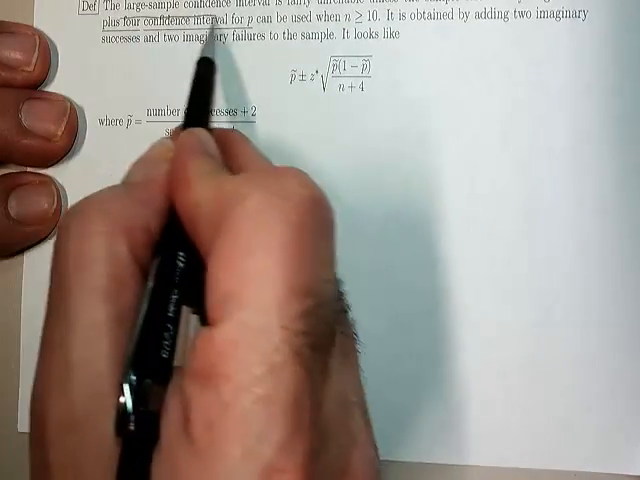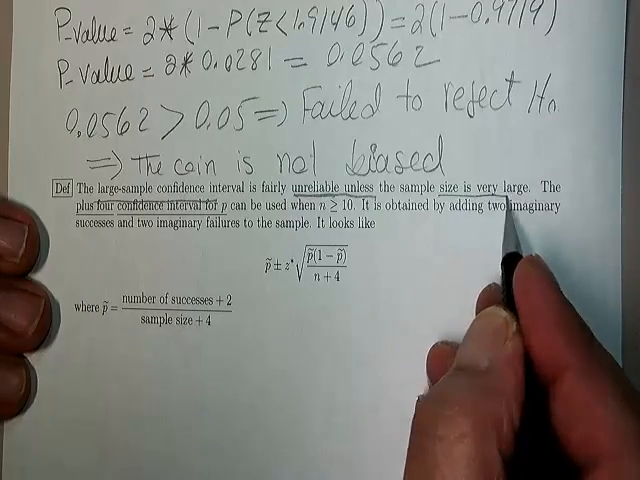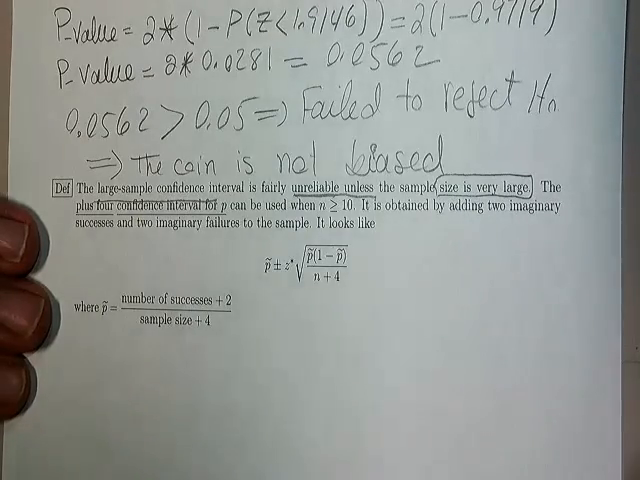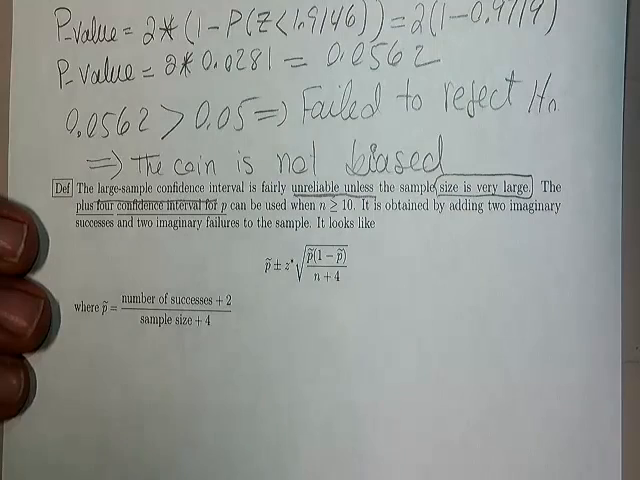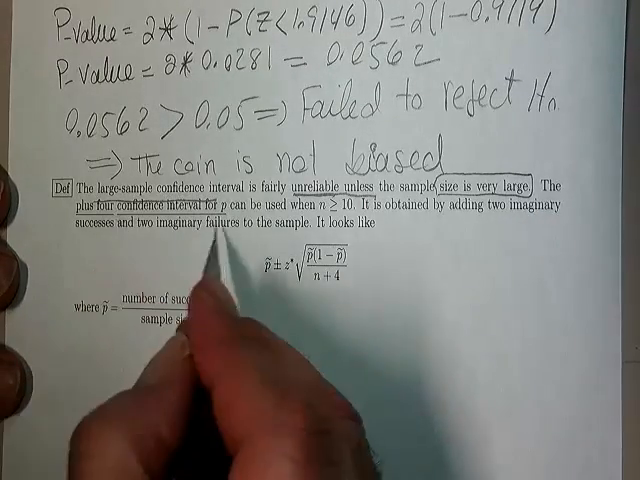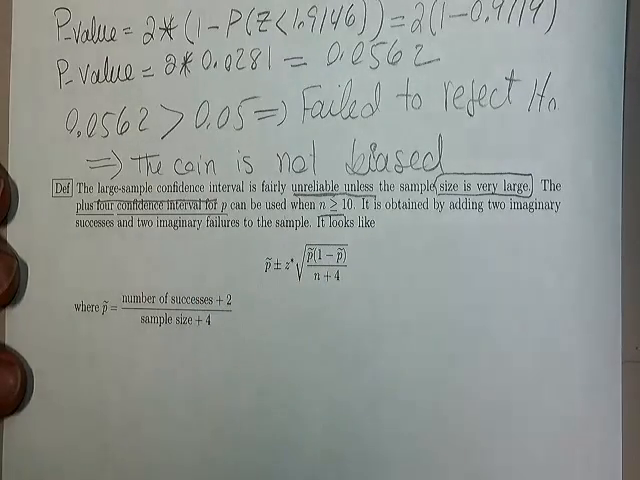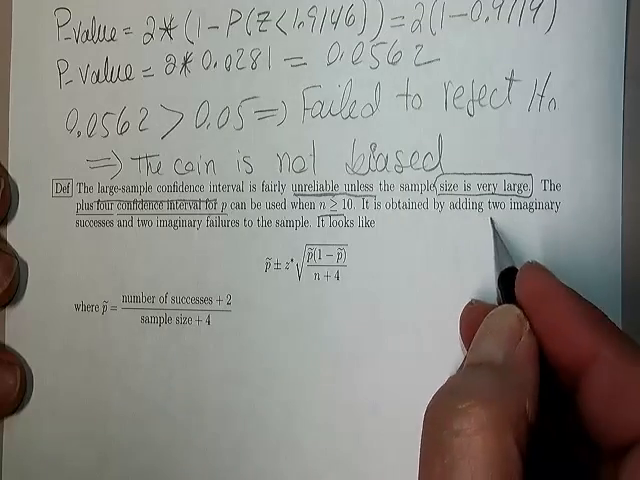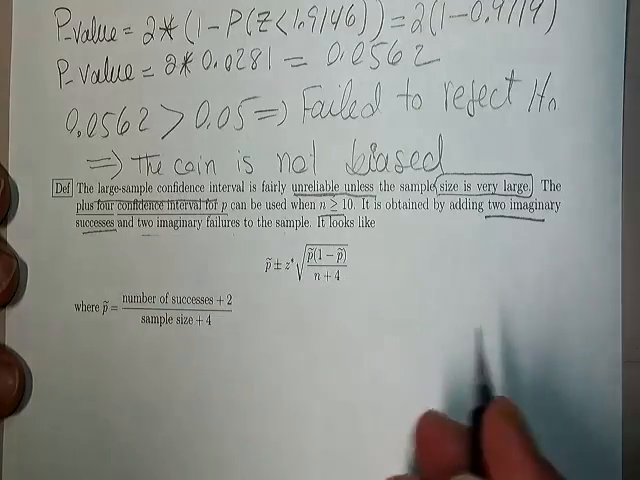Let's go through the definition. The large sample confidence interval is fairly unreliable unless the sample size is very large. Like in this case, you saw the sample size was large, 3,247. Or with the smokers, you saw that it was 2,000 something. The +4 confidence interval for P can be used when n is less than 10. It is obtained by adding 2 imaginary successes and 2 imaginary failures to the sample.